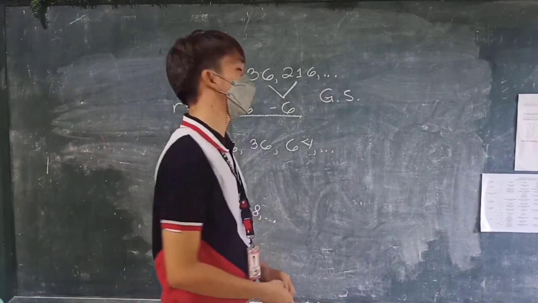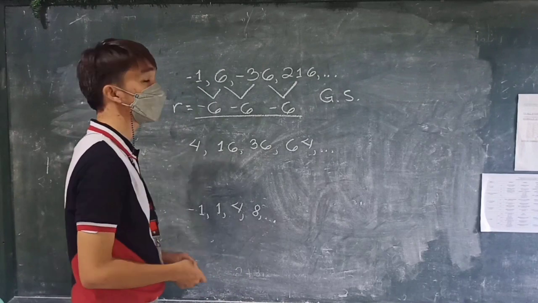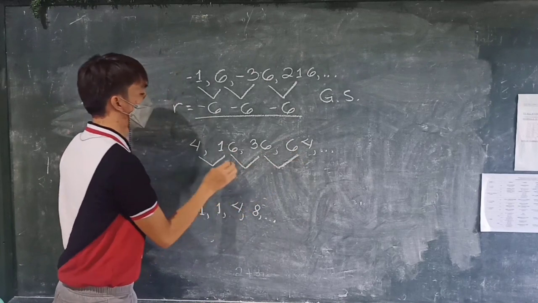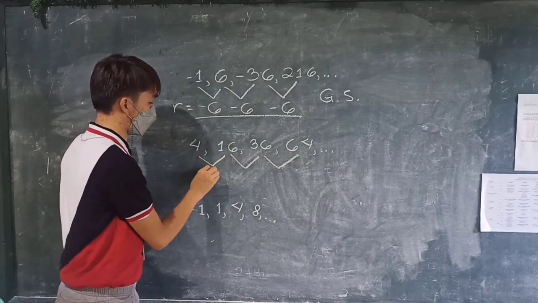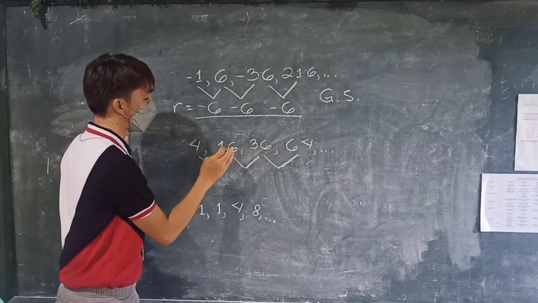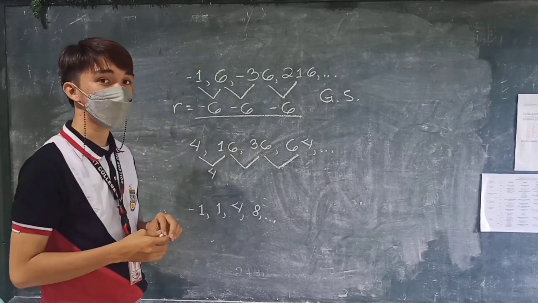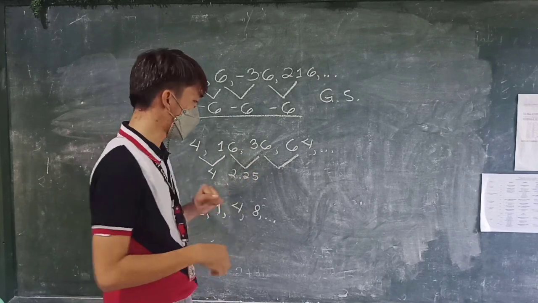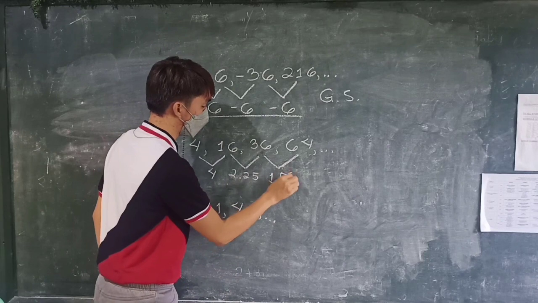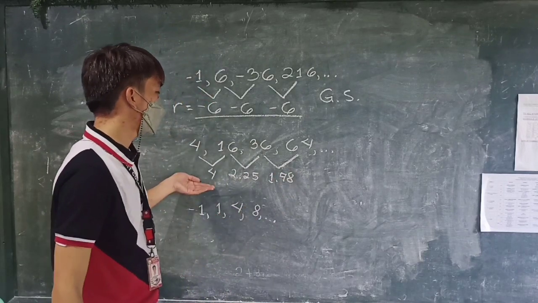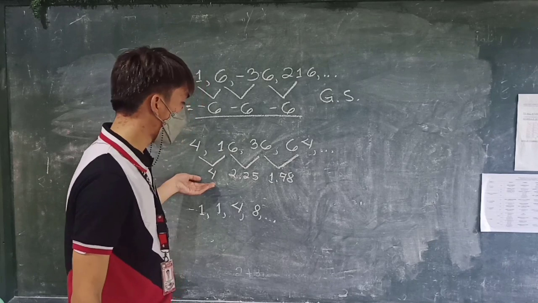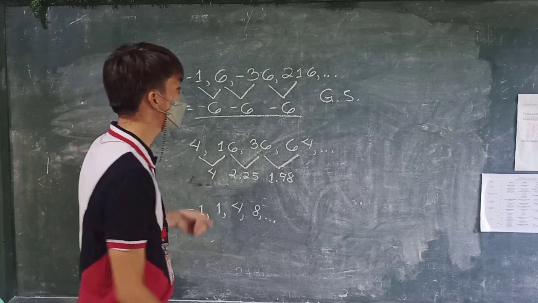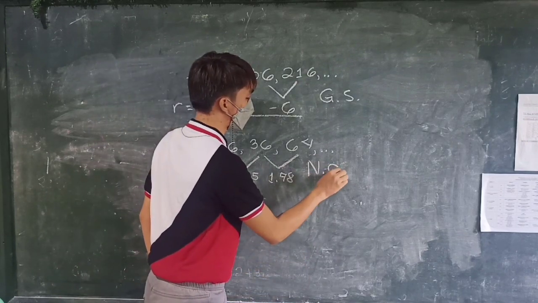Let's proceed to the second sequence. We have 4, 16, 36, and 64, and so on. So the same process. 16 divided by 4 is 4. 36 divided by 16 is 2.25. 64 divided by 36 is 1.78. So is their quotient or ratio equal? No, they don't have a common ratio, so this is not a geometric sequence.